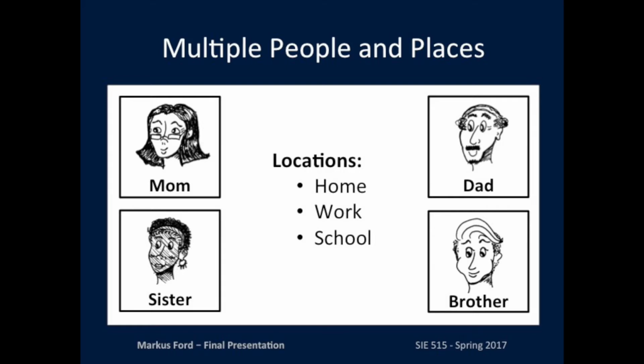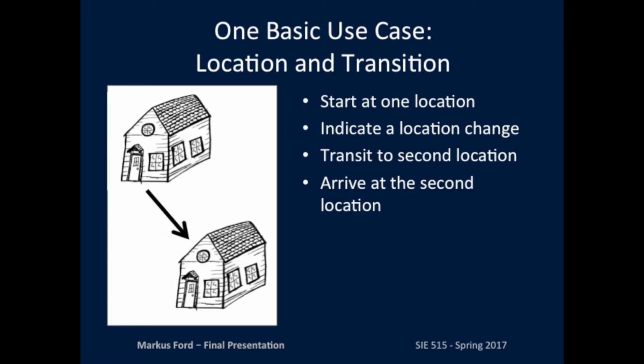But really what it comes down to is something much simpler. I say that because it's really one basic use case. It's about a location and transitioning between locations. So we're going to start at one location. We're going to indicate a location change, at which time we're going to be in transit to that second location. Then we're going to arrive at that second location.